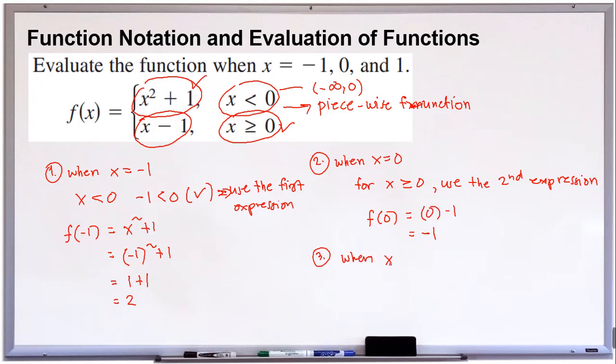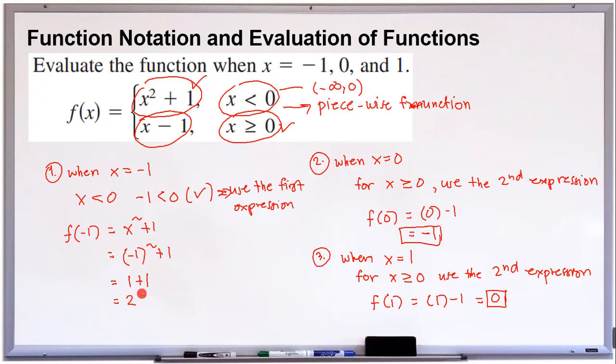And then finally, when x equals 1, this is under the second expression. For x greater than or equal to 0, use the second expression. So you have f of 1 is equal to 1 minus 1, and that is equal to 0. So these are the values for our function evaluated at -1, 0, and 1.